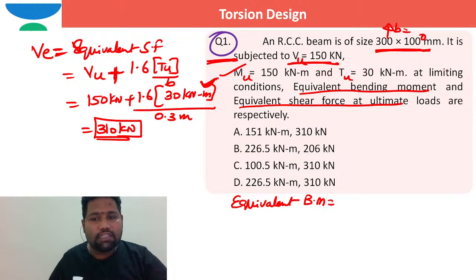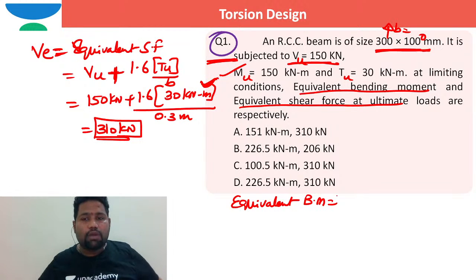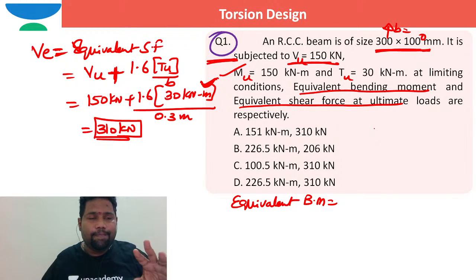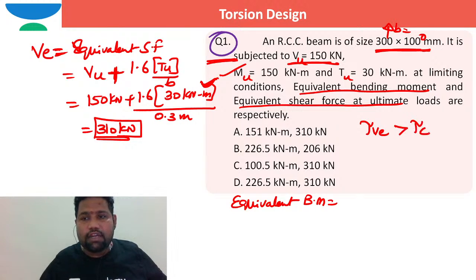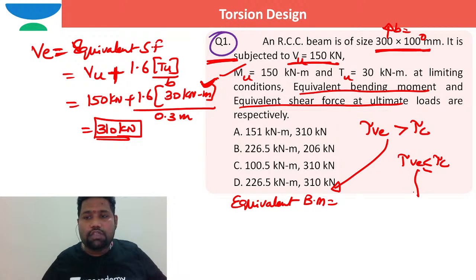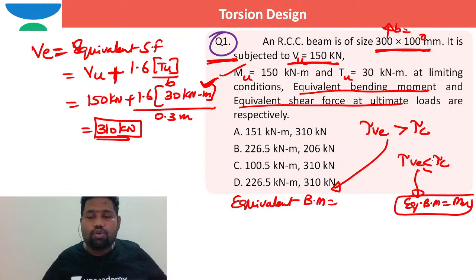To write the answer of equivalent bending moment, there should be a comparison of tau ve and tau c. When tau ve is greater than tau c, the equivalent bending moment has one formula. When tau ve is less than or equal to tau c, then the equivalent bending moment is equal to just Mu. But to compare these two, the tau c value is required.